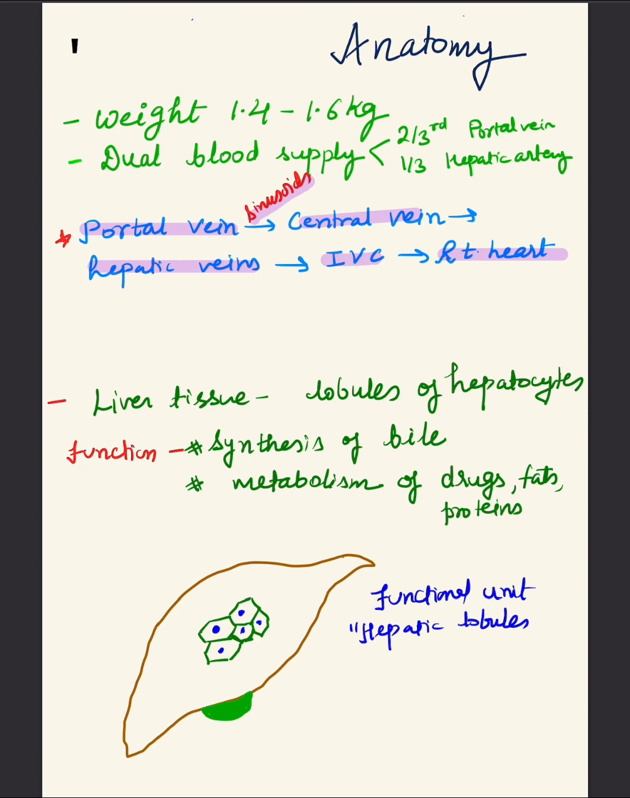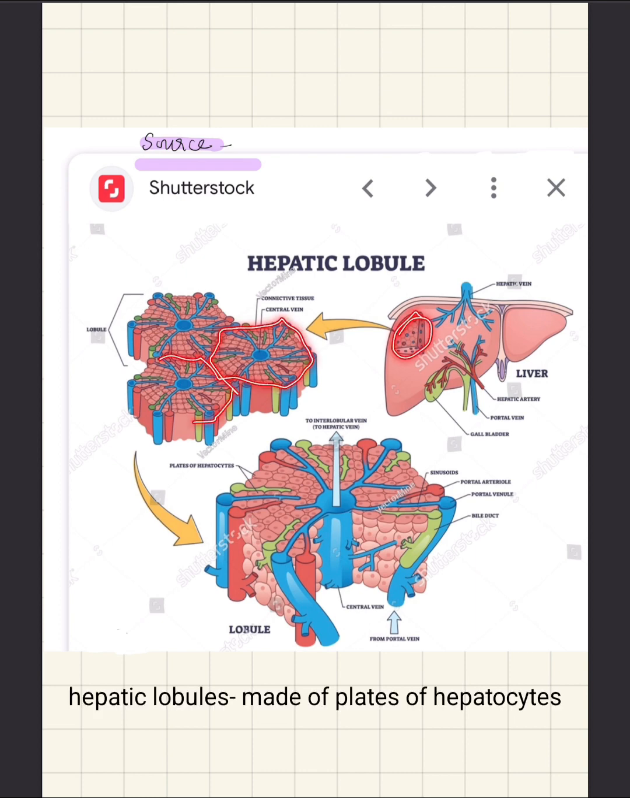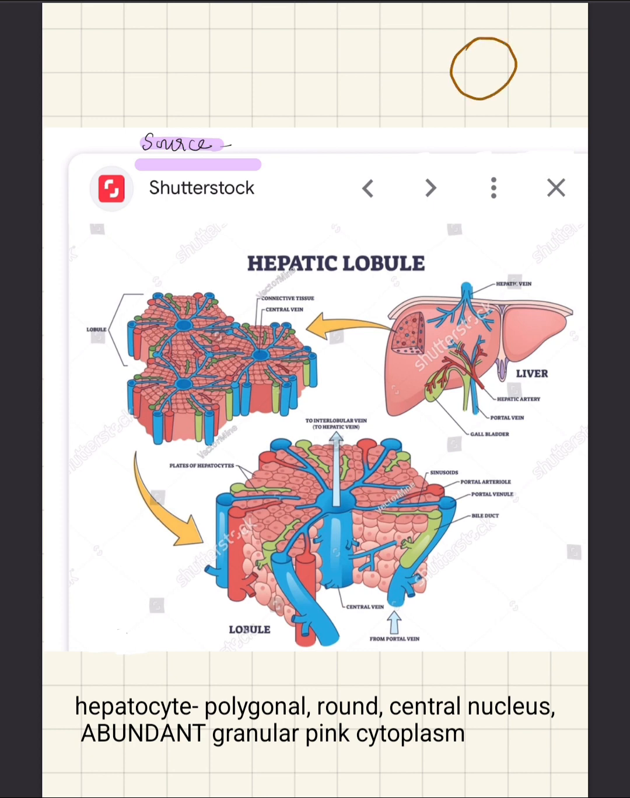Now, the liver tissue, I told you the basic unit is the hepatic lobule. So let's see how the hepatic lobule is formed. This is the liver, and it is composed of these hexagonal lobules. So these are all the hepatic lobules. In each hepatic lobule, there are these plates of hepatocytes. These are the hepatocytes. If you talk about a single hepatocyte, it is a polygonal round cell with a central nucleus and a lot of abundant granular cytoplasm, because it has got a lot of organelles like mitochondria, endoplasmic reticulum, which is important for the metabolic function that it plays.